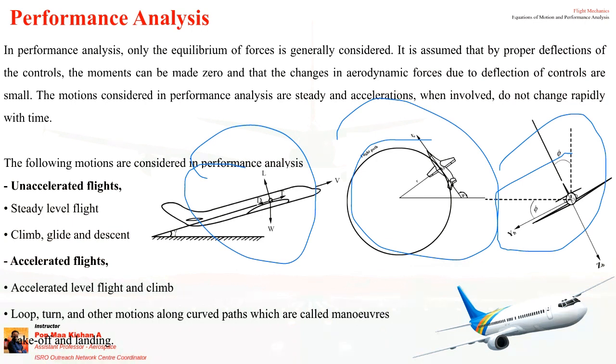The banking of aircraft is a combination of yaw as well as roll, so the aircraft will go like this. In case of only yaw, the aircraft will be going like this. If it is a rolling movement, the aircraft will roll like this, right? But in case of banking, the aircraft will have a yaw and roll, so it will be rolling like this. I think you can understand that. It will be going like this.